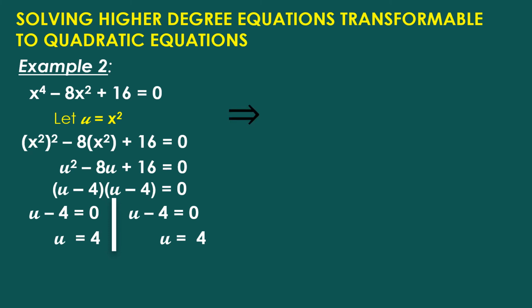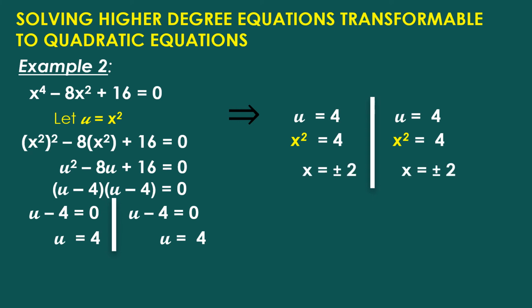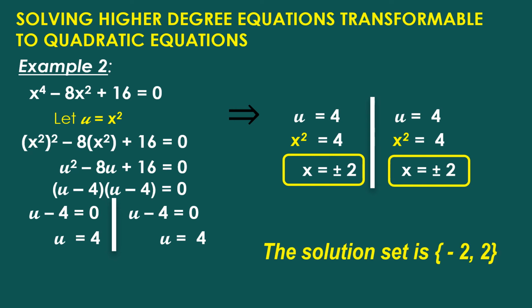However, we say that u is equal to x squared. So going back, we now have x squared equals 4, because u now is replaced by x squared. When you extract the roots, the square root of x squared is x, and the square root of 4 is positive or negative 2. That means that the solution set is negative 2, 2.